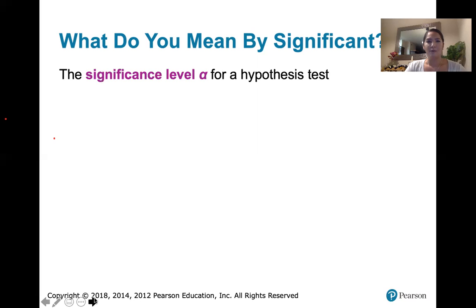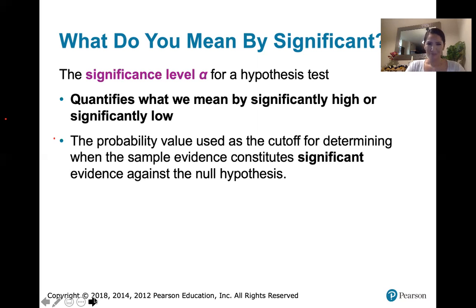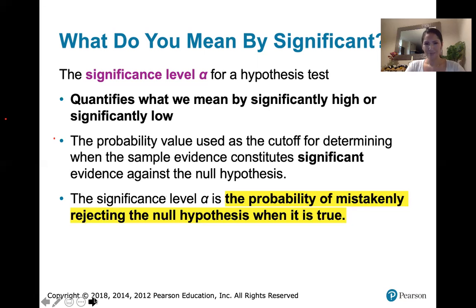Now, what we mean by significance is related to this value, the significance level alpha for a hypothesis test. This is quantifying what we mean by significantly high or significantly low. It's the probability value used as a cutoff for determining when sample evidence constitutes significant evidence against the null hypothesis. This is the probability of mistakenly rejecting a null hypothesis when it's actually true.